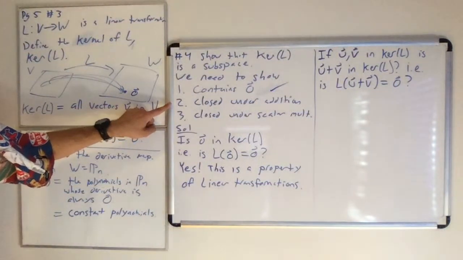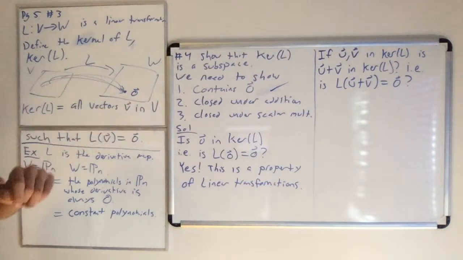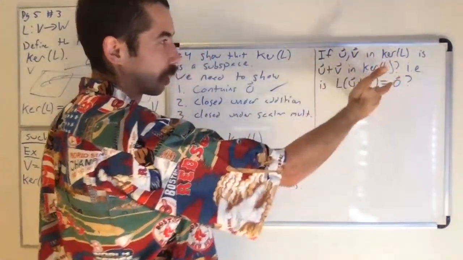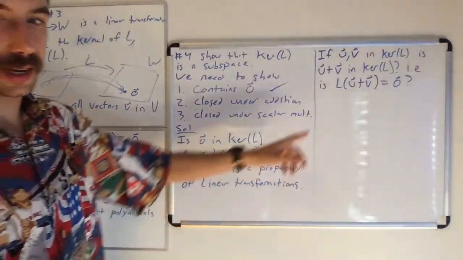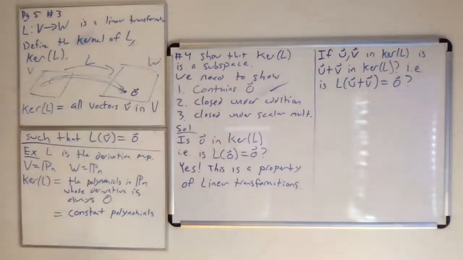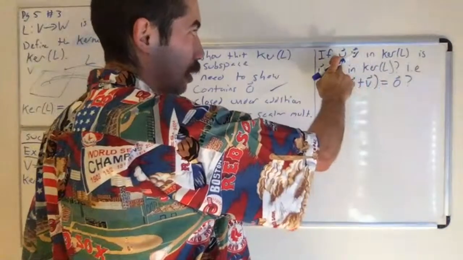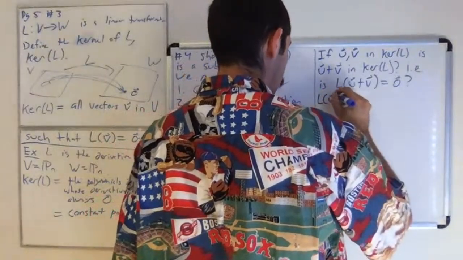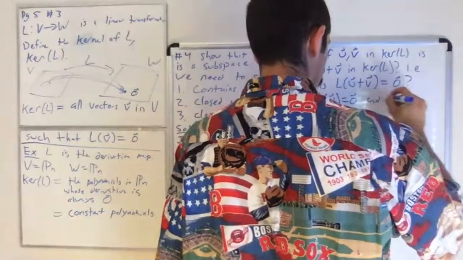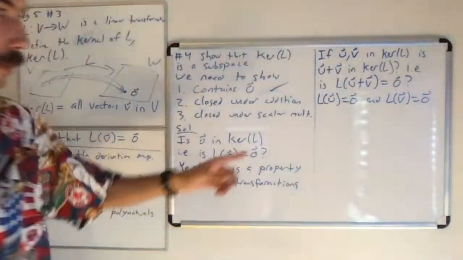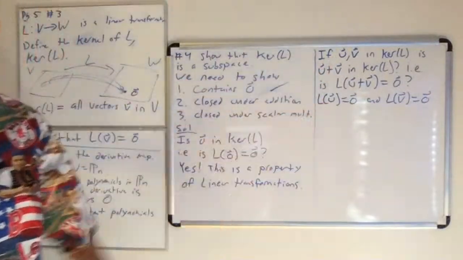Now we want to show that it's closed under addition. That's to say, if we have two vectors in the kernel and we add them together, is it still in the kernel? Another way to say that is if we look at the image of u plus v, do we get 0? Let's just start with what it means for u and v to be in the kernel. It means L of u equals 0 and L of v equals 0. That's what it means for u and v to be in the kernel.